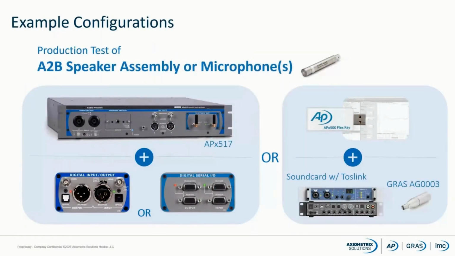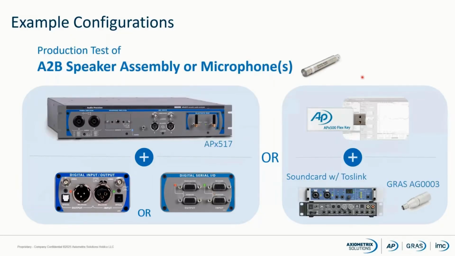Here are 2 example configurations for production test of either an A2B speaker assembly or an A2B microphone. Starting with the configuration on the left, the 517 was chosen because it has 2 microphone inputs that can supply either CCP, also known as IEPE, or phantom power to a connected reference microphone, but also because it has 1 modular interface slot where either a SpeedIF or serial interface module can be installed.